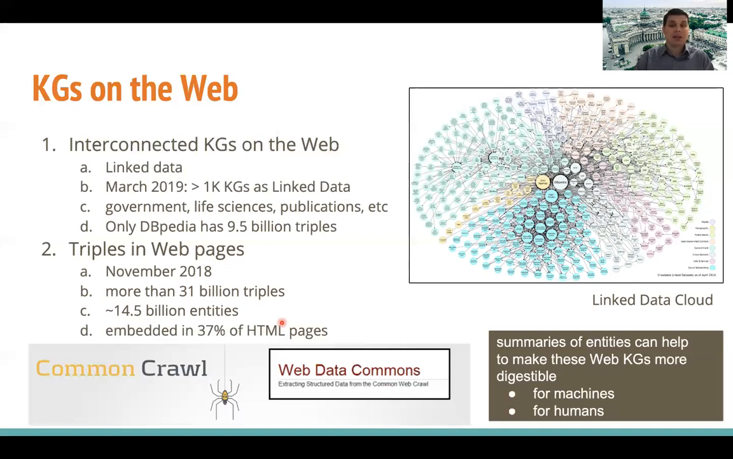of knowledge graphs. So knowledge graphs are available as datasets or scattered across web pages, and summaries of knowledge graphs, and in particular summaries of entities, could be of great help to make knowledge graphs more digestible for both machines and humans.